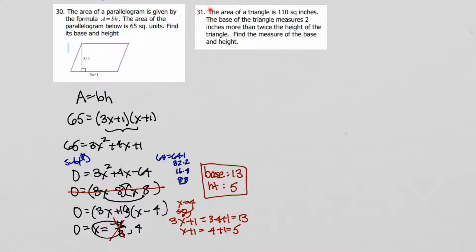Let's take a look at 31. Now there's a difference here. In 30, we were given the base and the height. That was already given to us. But in 31, we're not. We're just given some relationships. So let's read it over.